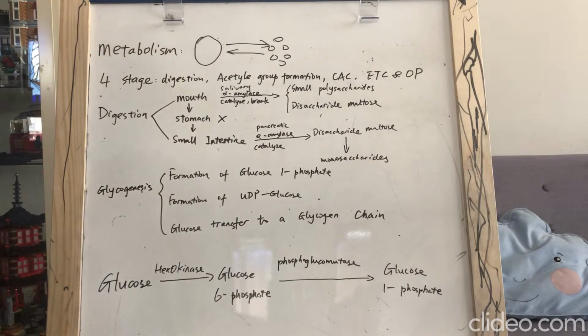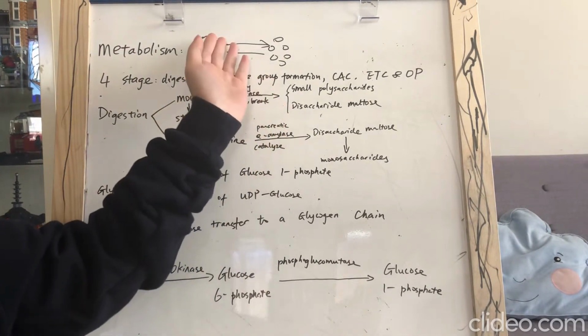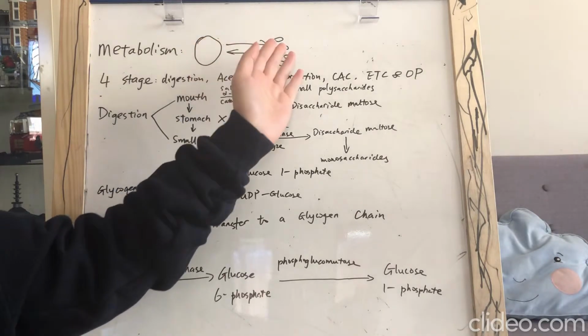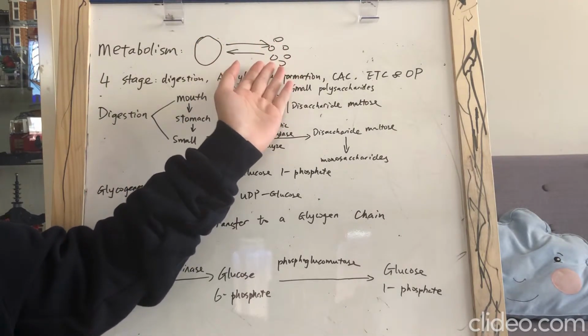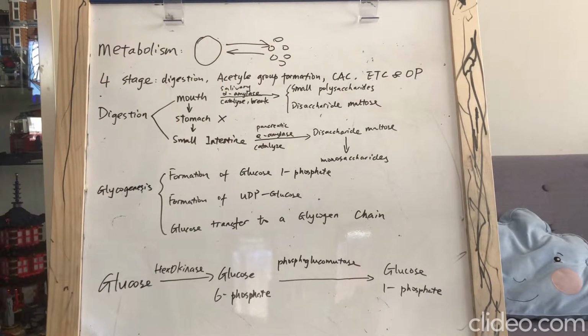Okay, now I'm going to explain the metabolism. Metabolism is the energy obtained from ingested food to make the human body run. Metabolism is involved in breaking down large molecules into smaller ones and building up smaller molecules to form big ones. And there are 4 stages of biochemical energy production.